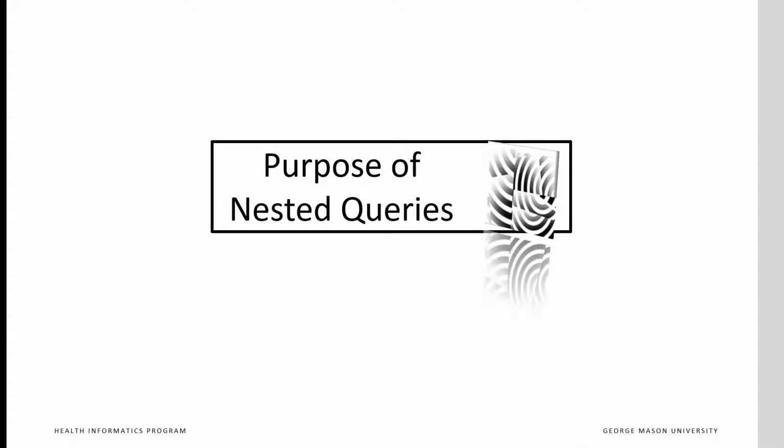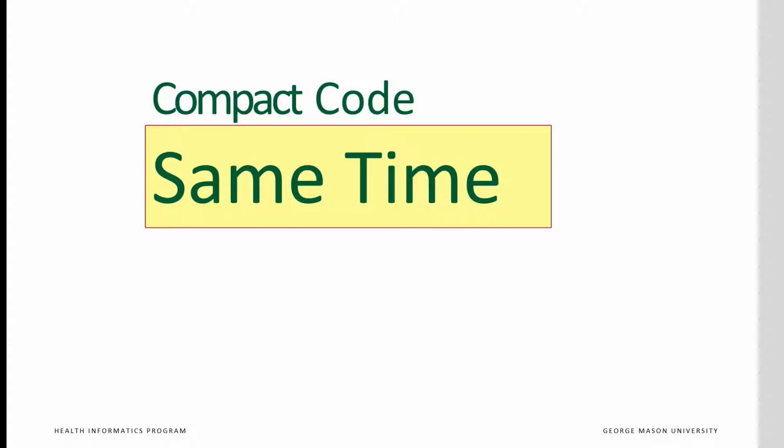It is possible, although not computationally desirable, to write a query that contains another query. This kind of coding may be referred to as an inner or nested query. Nested queries are compact code, meaning that the code is written in few lines of instructions, but take the same time to process as less compact code.